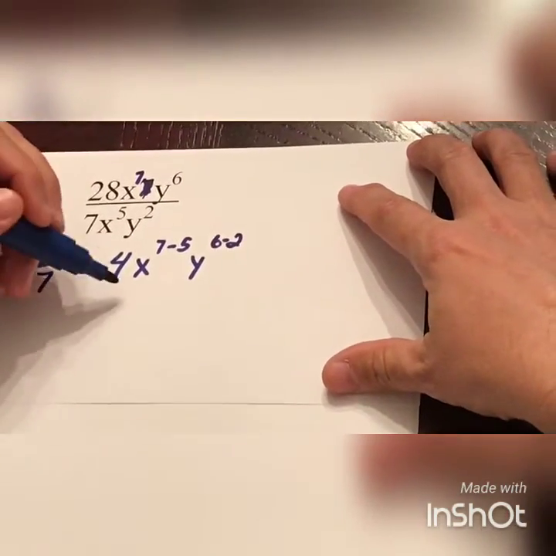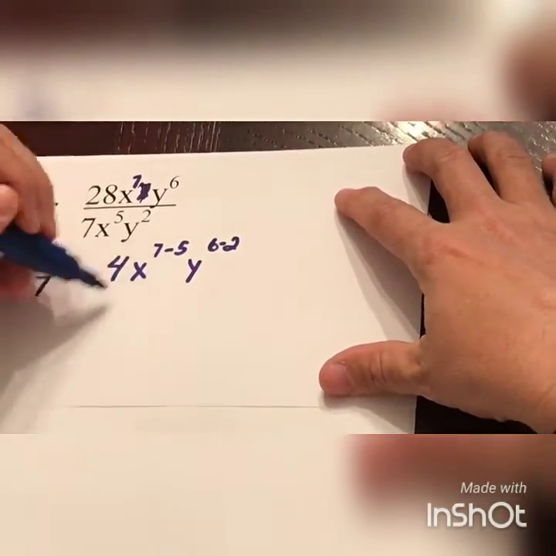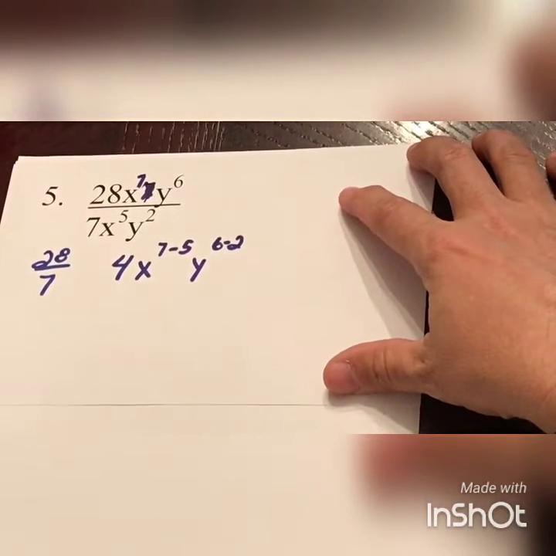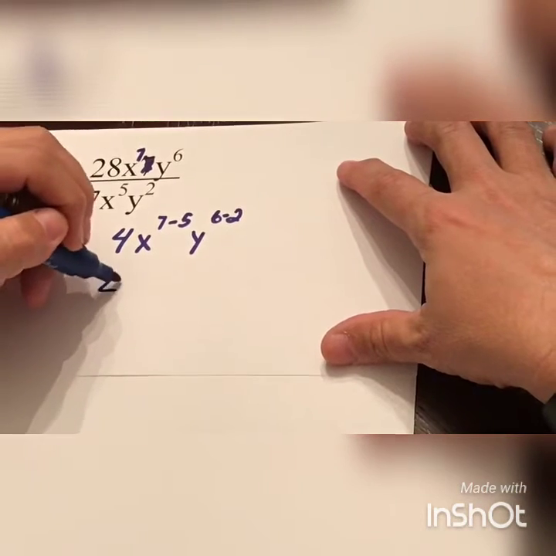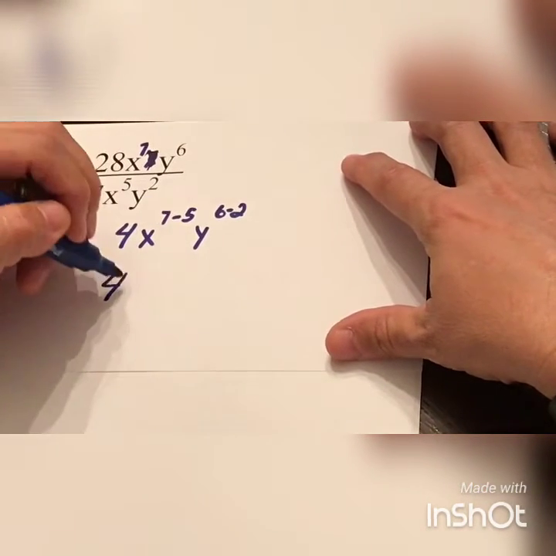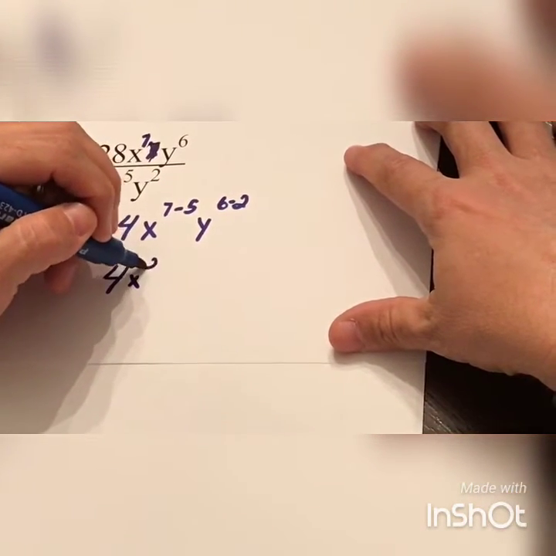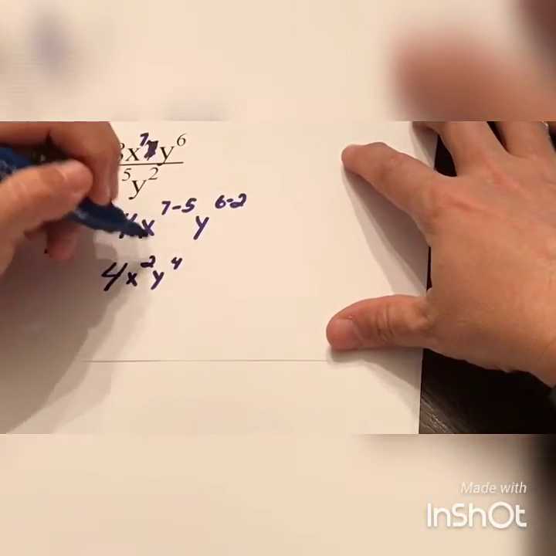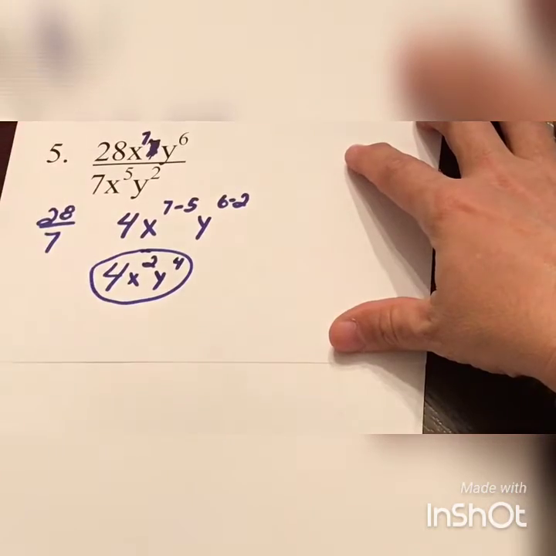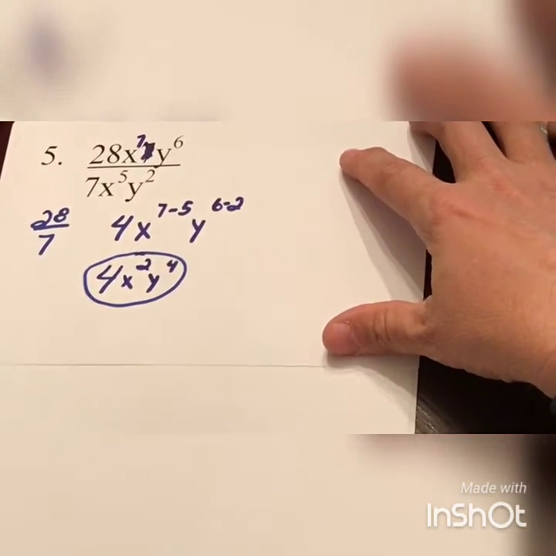And it turns out there is no bottom left to this problem. When I now clean up the exponents, I quickly create my final answer. 7 minus 5 is 2. 6 minus 2 is 4. And we have our final answer for number 5.